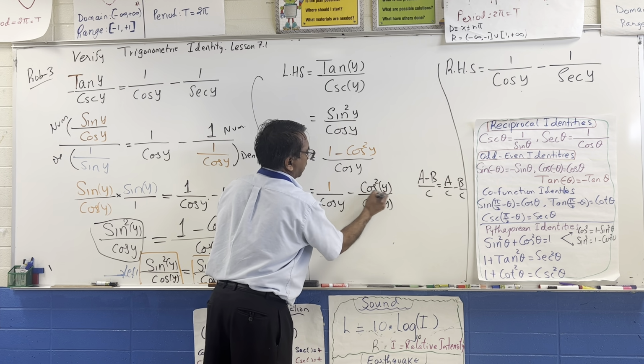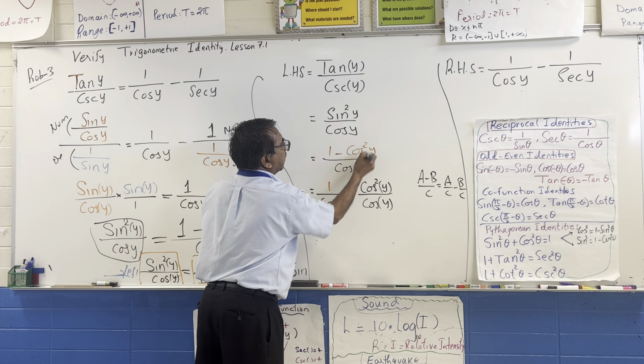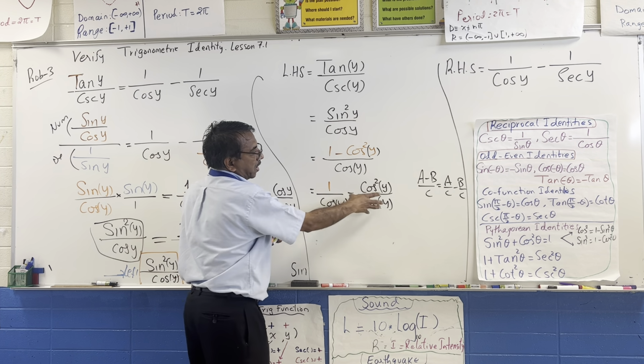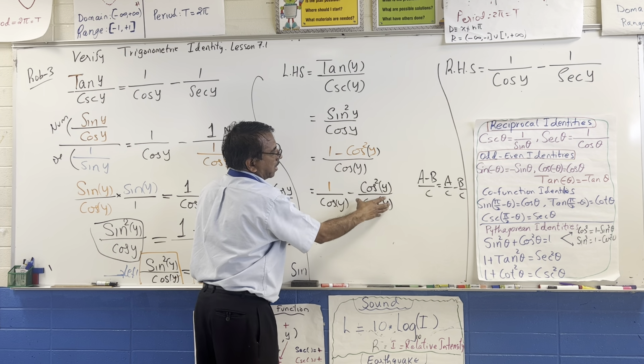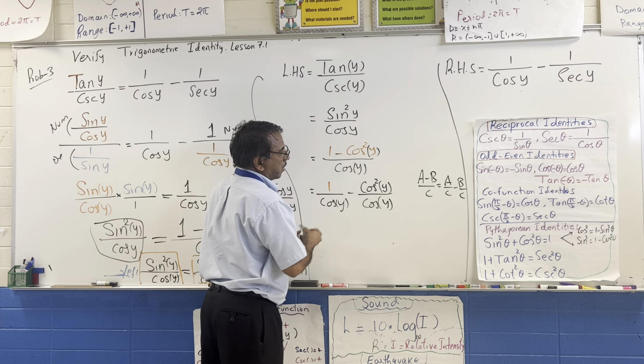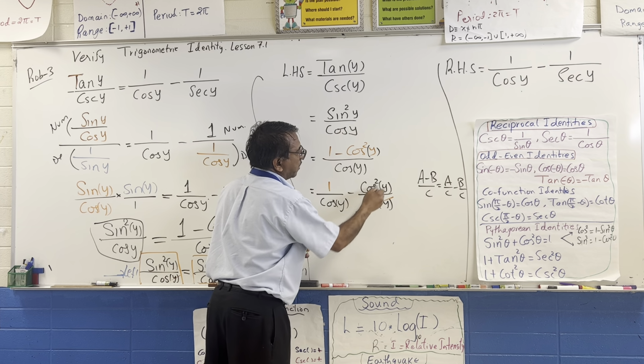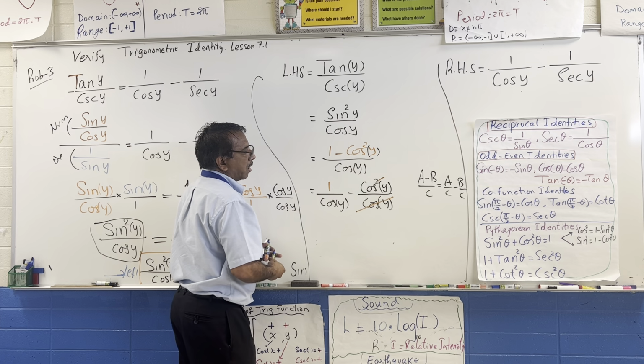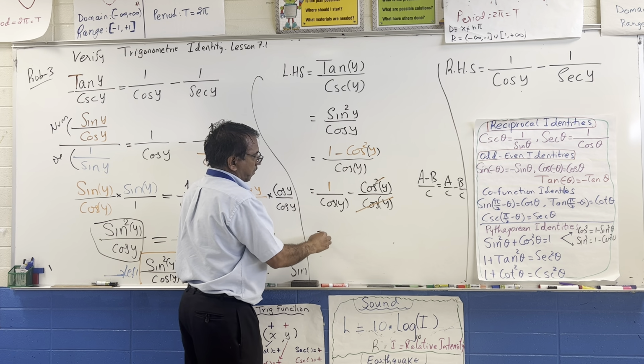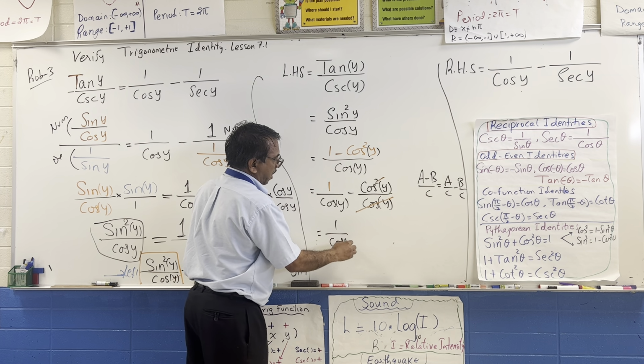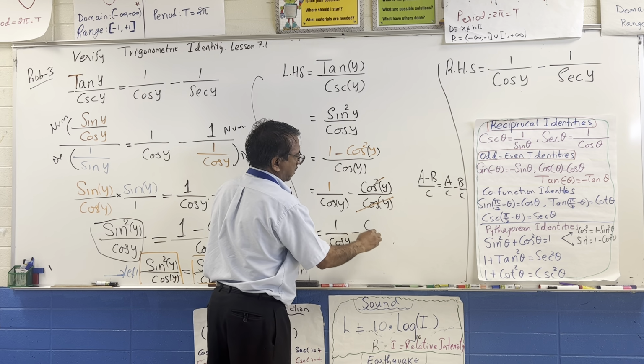Then there are two cosines here and one cosine here. So one of the cosines will cross out with this. So what is left is 1 over cosine y minus cosine y.